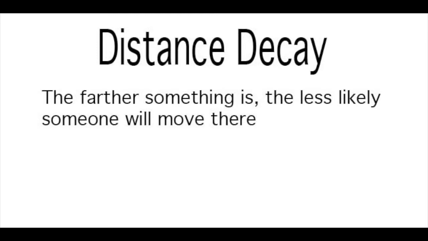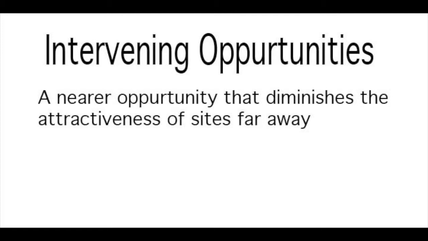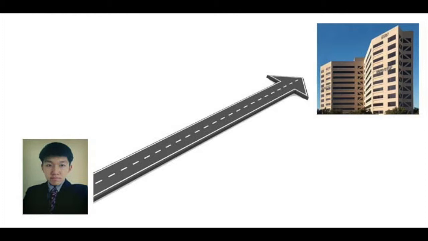When people migrate in a series of stages, it is known as step migration. It is when you move from a village to a town to a city and finally to a metropolis. Not all migrants that move to major central locations actually get there. Often, there are intervening opportunities on the way. For example, Hyok here wants to go work at the Wingstop headquarters. On the way to the central location, he finds an open spot at a Wingstop location along the way and decides to stay there.